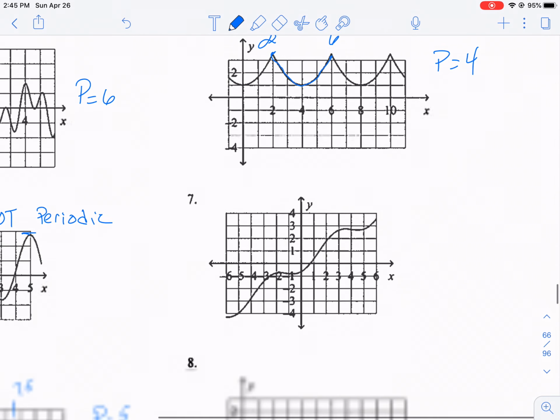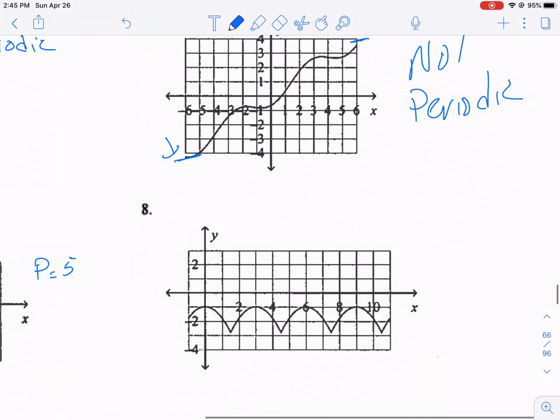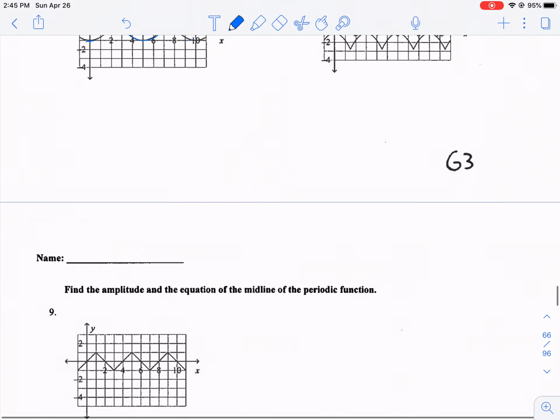Okay. Number 7, we go from a low point, high. There's nothing that repeats. It never reaches this height again. It never reaches this height again. So not periodic. Number 8 is periodic. I'm not going to go through number 8. You kind of get the idea.